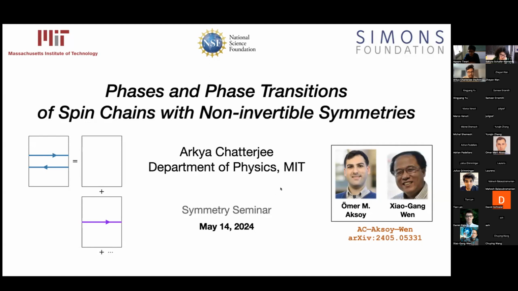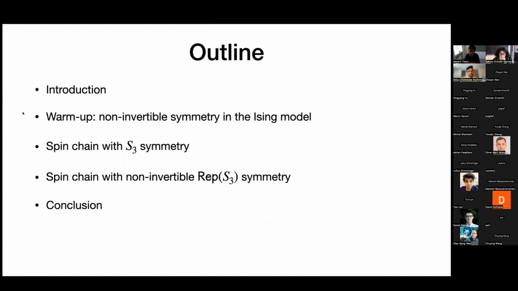So good. I'll first start with some introduction, which will be brief because this is a symmetry seminar. I don't need to introduce generalized symmetries too much. And then we'll start with a warm-up example where we discuss how there's a non-invertible symmetry in a very familiar system, which is the 1 plus 1D Ising model. This has been studied by a lot of authors in recent months. So this will also be brief. The main punchline is going to be in these two sections here.